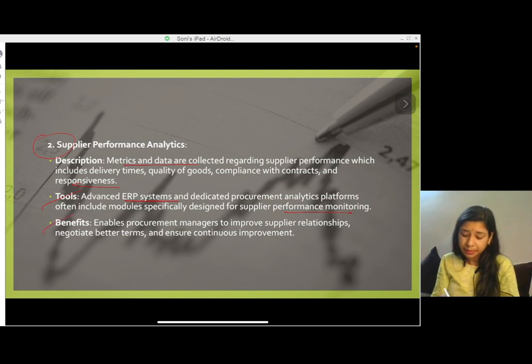So what is the benefit? The benefit is it helps to improve the supplier relationship. It helps you to get a better supplier, negotiate better, and ensure that there will be continuous improvement and the supplier will be performing well. So there will be no delay in your promises, in your deliveries, right?